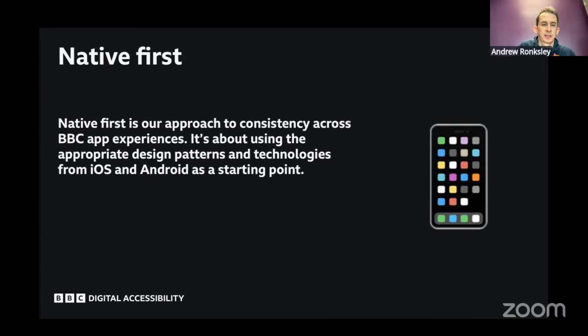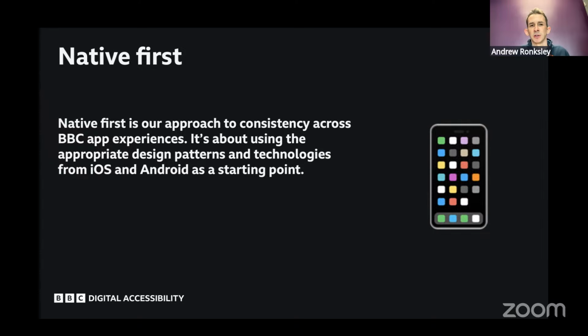Native first is our approach to consistency across our BBC app experiences. For us, it's about using the appropriate design patterns and technologies from iOS and Android as a starting point. Historically, our apps have not really used the components that Apple and Google give us. Most stuff has been custom built. That means the apps look consistent across iOS and Android, but it also means they don't necessarily look at home on each of those platforms. They don't look like an Apple app or a Google app. So there are pros and cons to that. But historically, we've done stuff more custom.